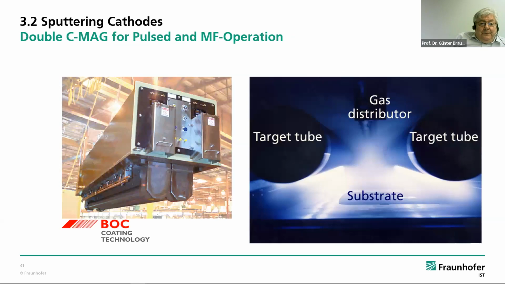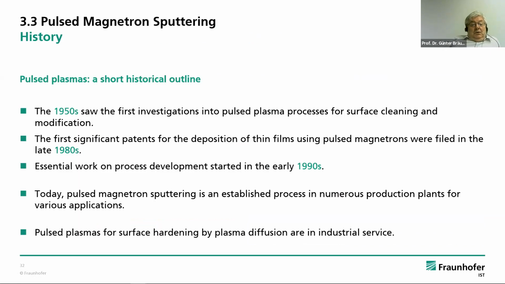Next, please. Today's standard, I said, here we have an old picture of BOC, and here we have already a dual magnetron for MF operation, for operation in the mid-frequency range. And you see the two target tubes, which are acting as cathode and anode and vice versa. And this today, I must say, is the state of the art in large area coating. So if you want to do something good, you change from DC to pulse.